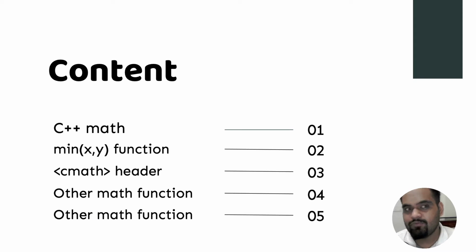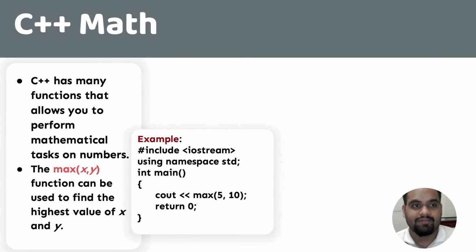What do we mean when we say C++ maths? What is the min function? We're going to see the cmath header file, other functions which are available, and other functions which are going to be used. Okay, so let's start with the first one.